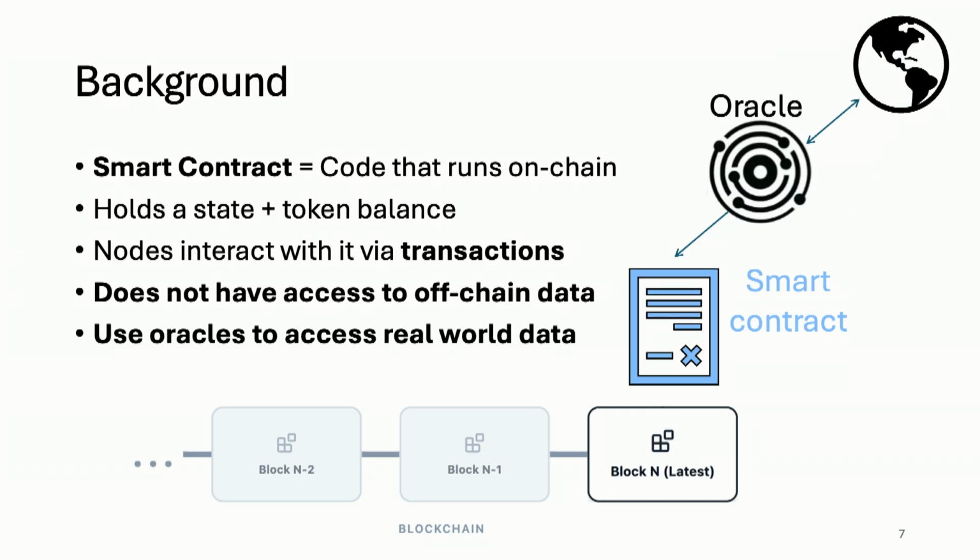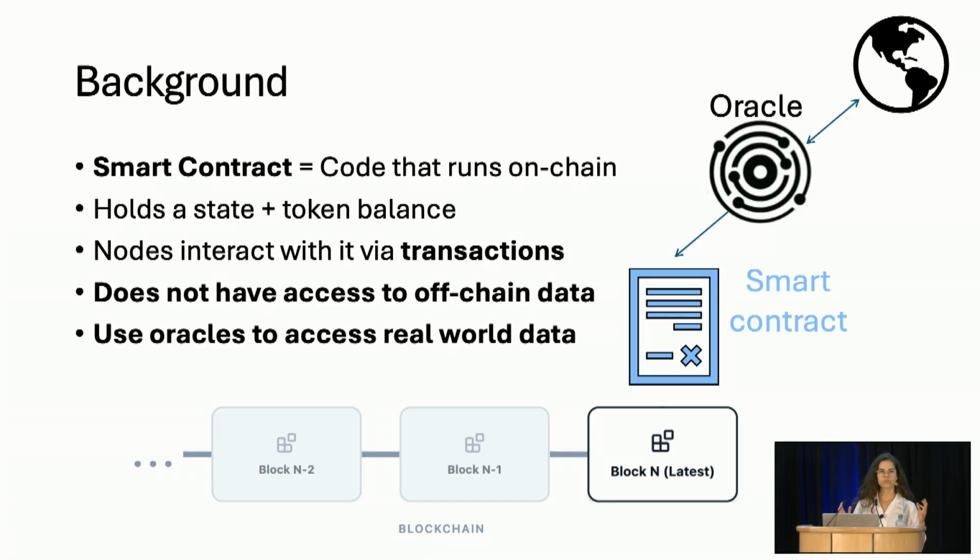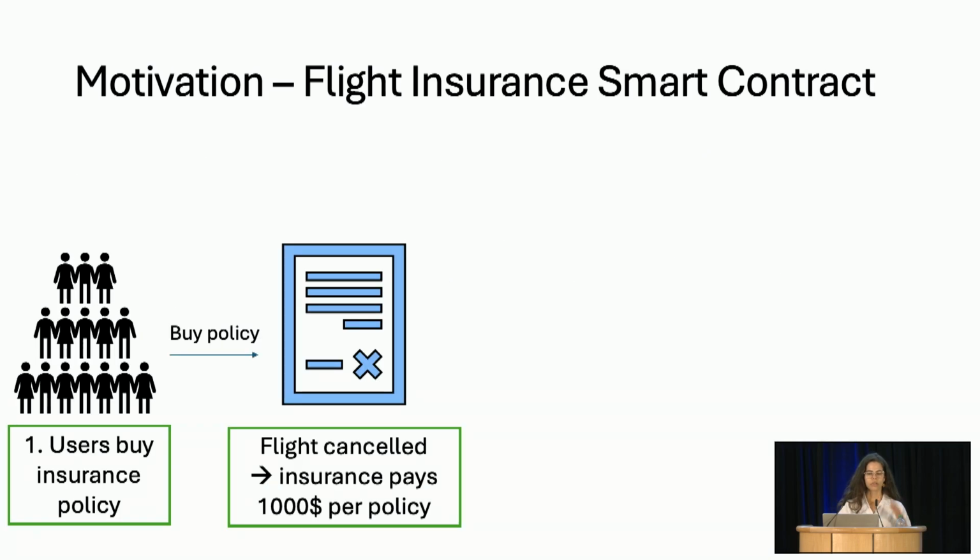And the solution that people have been using to this problem is what we call oracle networks, which are just a set of servers or nodes, as we call them, that get the information from the real world, aggregate it based on some protocol, and send it to the smart contract. And those nodes get paid to do their job. And to explain what can go wrong here, let me give you an example.